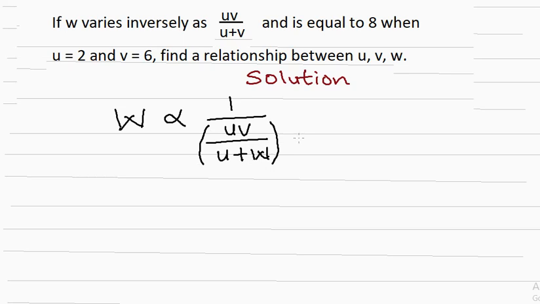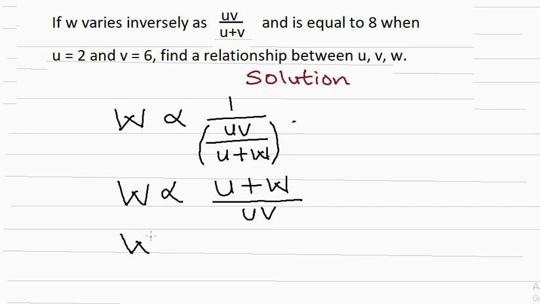You know very well that this is inverse. This inverse is the reciprocal of this fraction. It's the same as actually writing it this way. The denominator will come up, and of course, the numerator will go down. And you know very well that at this point, all we just need to do is to introduce our constant.